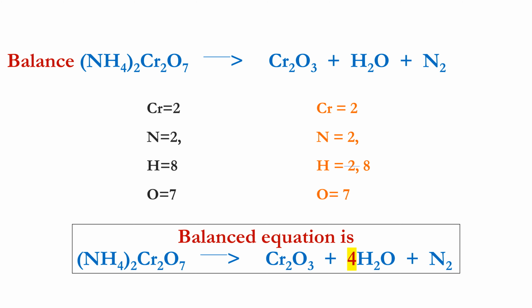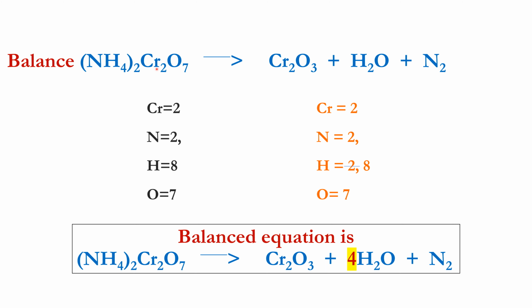So let's have a look at another example. If we are asked to balance this chemical equation, we follow the same rules. So we first of all balance the metal. The metal here is chromium. So how many chromium do we have on the left-hand side? It is 2. On the right-hand side, we also have 2. So chromium is balanced. The next thing then is to balance the non-metal except hydrogen and oxygen. So the non-metal here is nitrogen.